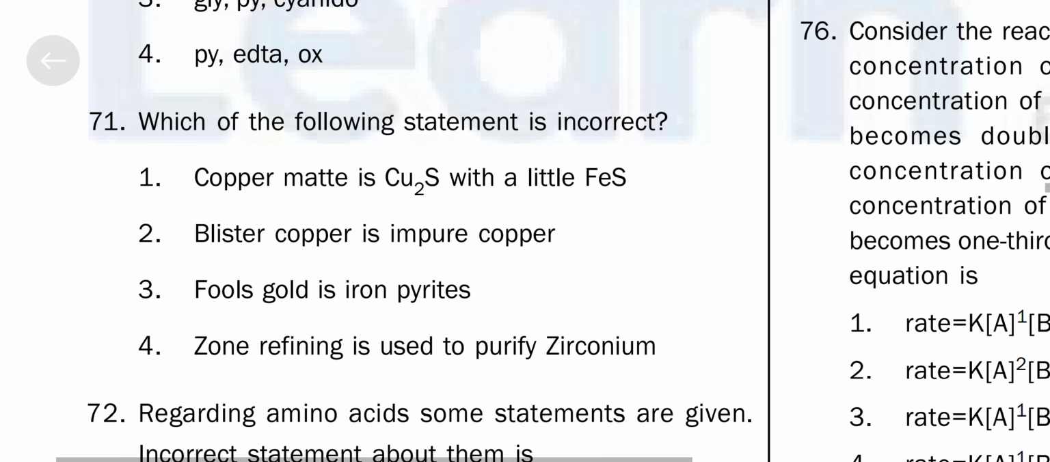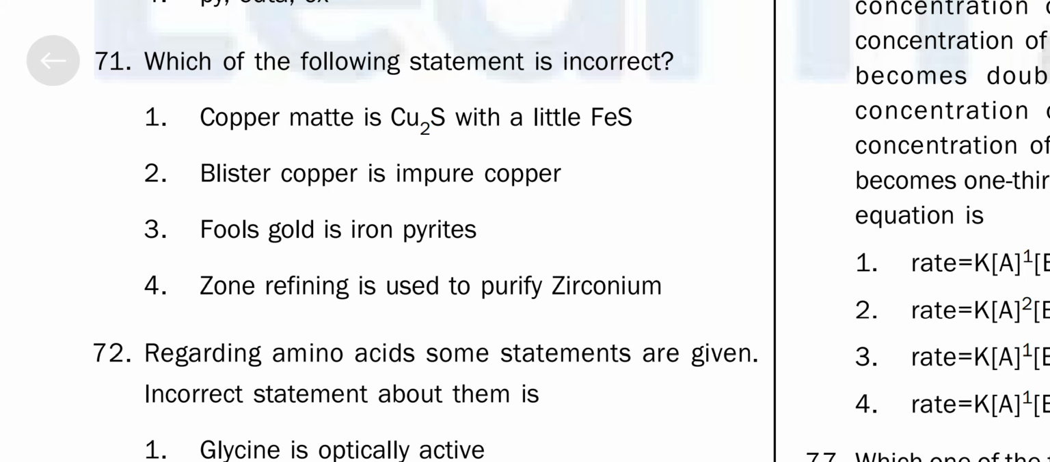Which of the following statements is incorrect? Zone refining is used to purify zirconium is incorrect, because zone refining is particularly used for semi-metals like silicon, germanium. The zone refining method is not for zirconium.